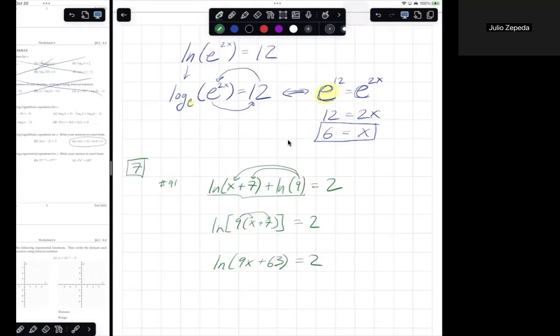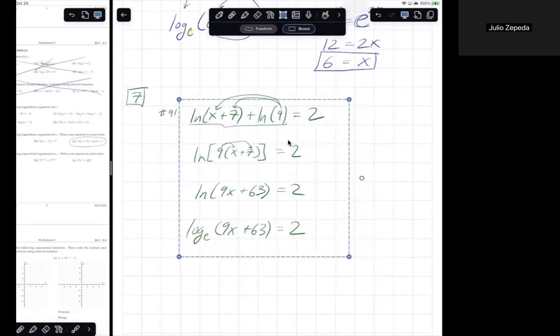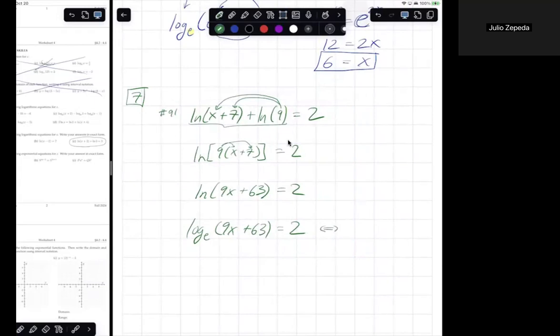Now, I should have actually written my natural log as log with a base of e, because at this point I want to get x by itself, but the x is inside of the argument. So how do I take it out of there? Well, I can rewrite this whole logarithm in exponential form using that equivalence relation that we gave earlier.